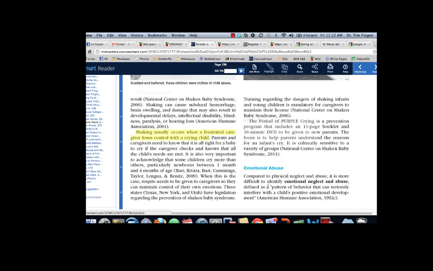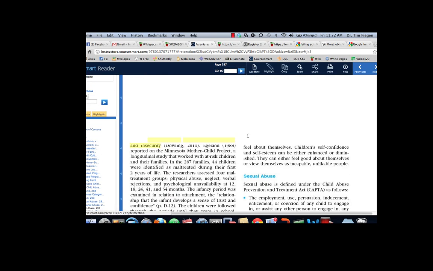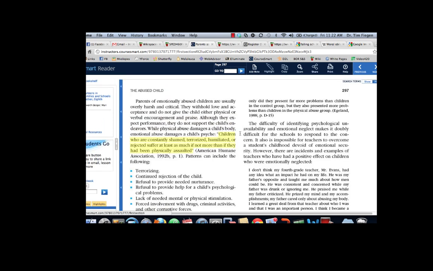Emotional abuse as physical neglect. It's more difficult to identify, to find a pattern of behavior that can seriously interfere with a child's development. Generally, this is a little out of your realm also, but it could be. Caretakers are usually overly harsh and critical. They withhold love and acceptance and do not give the child either physical or verbal encouragement and praise. Now, again, in a lot of cultures, that's not done. And my father was a little bit that way. Not that he withheld love, but he was not very good about ever giving any verbal encouragement or praise. And the word I'll use is affirmation.